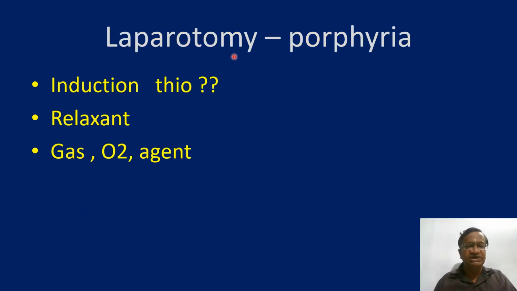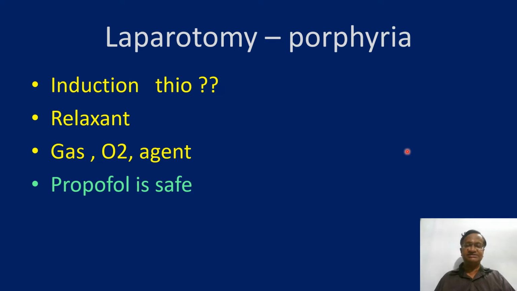Now we are going to induce a patient with porphyria. We all know thiopentone is not that good. Yes, scoline we can give if it is an emergency. Gas, oxygen, opioid agents, and propofol are safe in these patients of porphyria.